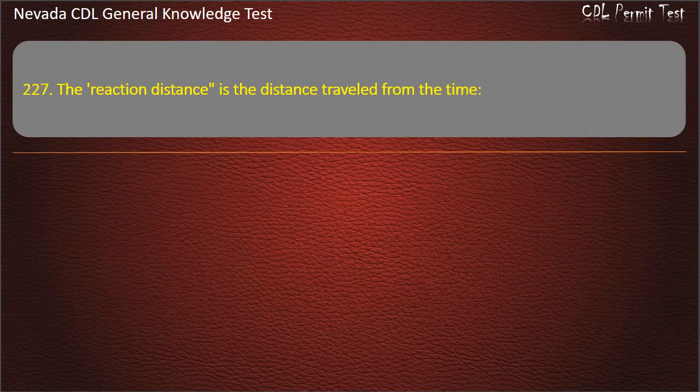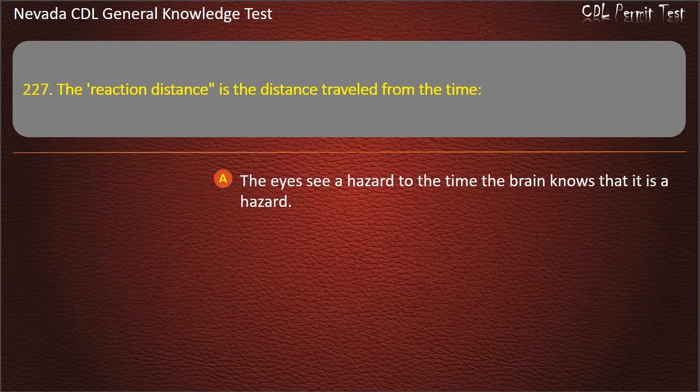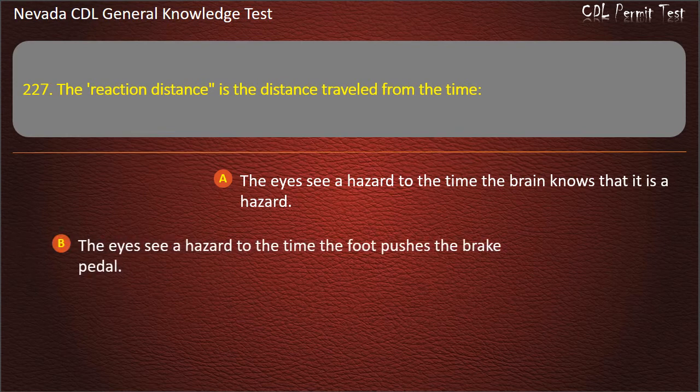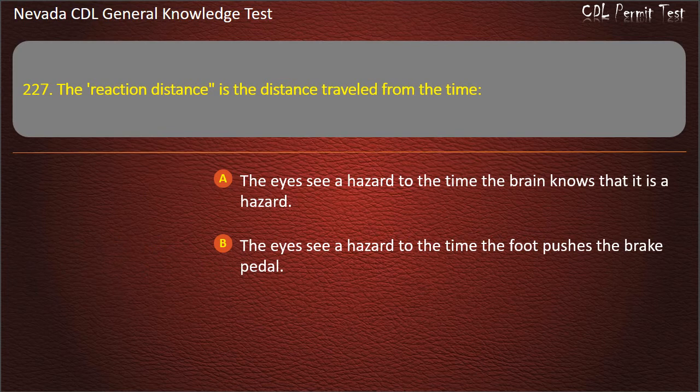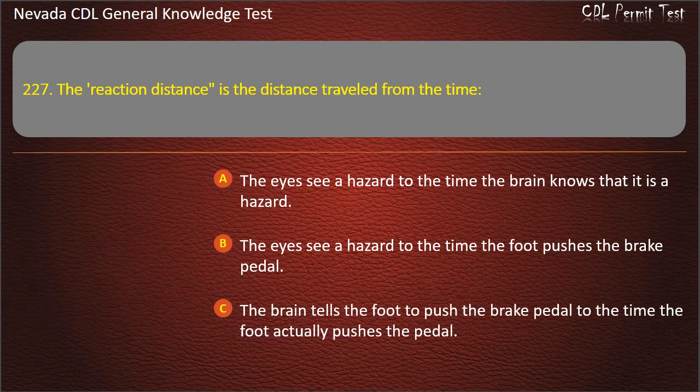Question 227. The reaction distance is the distance traveled from the time the eyes see a hazard to the time the brain knows that it is a hazard. The eyes see a hazard to the time the foot pushes the brake pedal. The brain tells the foot to push the brake pedal to the time the foot actually pushes the pedal. Answer. The brain tells the foot to push the brake pedal to the time the foot actually pushes the pedal.